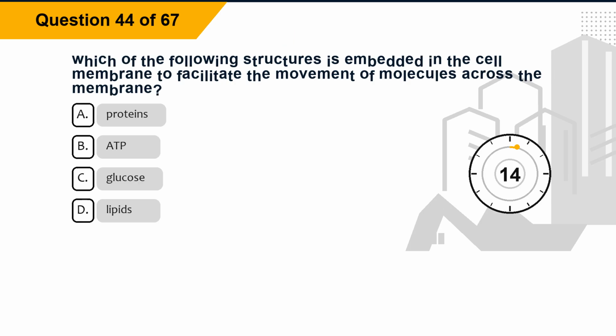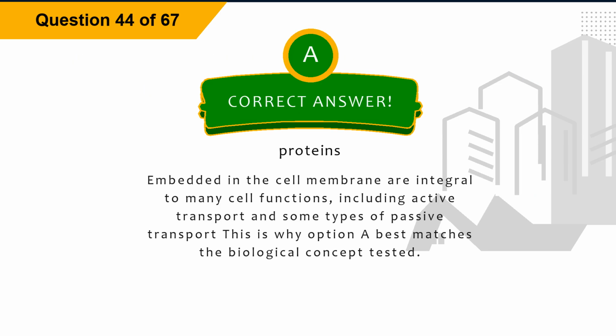Question 44. Which of the following structures is embedded in the cell membrane to facilitate the movement of molecules across the membrane? Option A, proteins. Option B, ATP. Option C, glucose. Option D, lipids. The correct answer is option A, proteins. Explanation. Proteins embedded in the cell membrane are integral to many cell functions, including active transport and some types of passive transport. This is why option A best matches the biological concept tested.